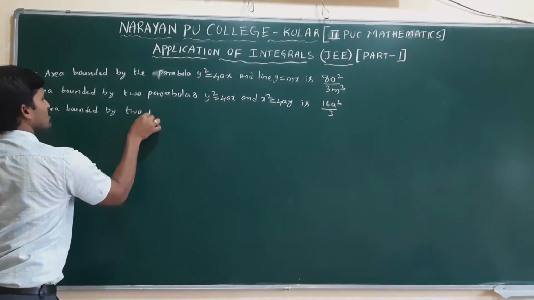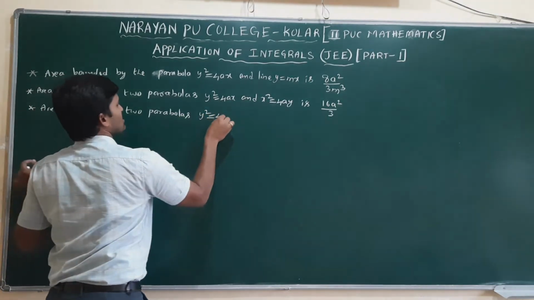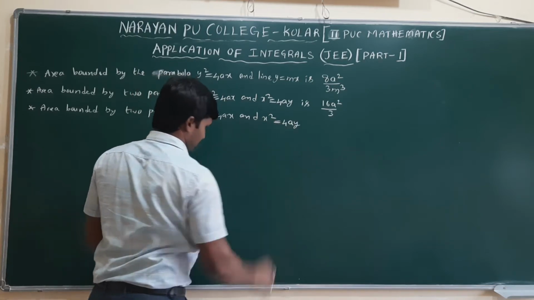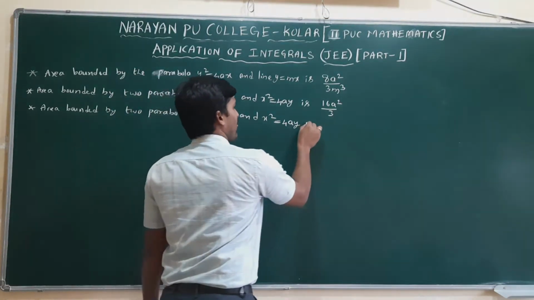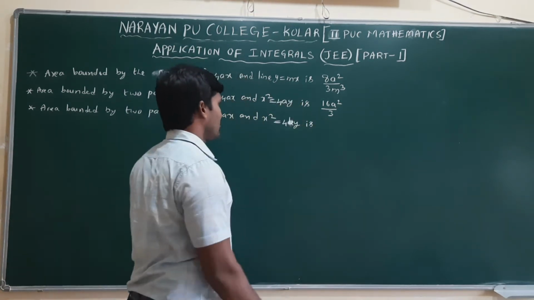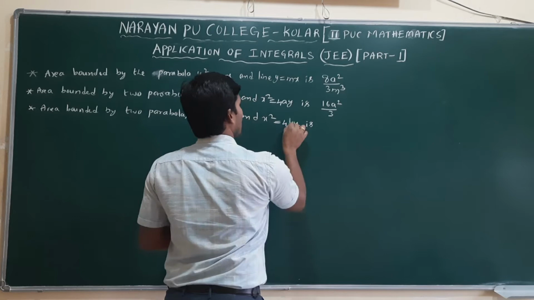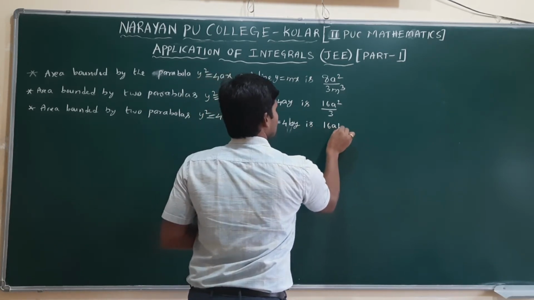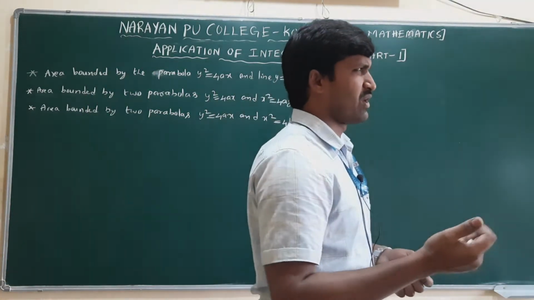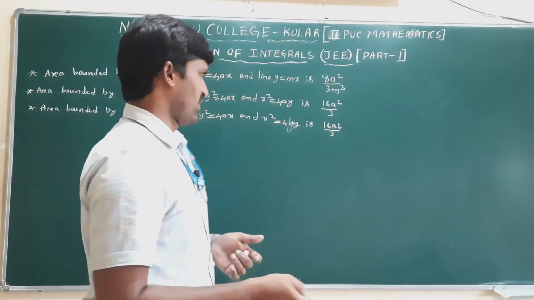two parabolas y square equal to 4ax and x square equal to 4ay, if you take a different symbol b, 4b y, then the area becomes 16ab by 3. So we have a few formulas already: area of circle pi r square, area of ellipse pi into a into b. Those formulas we already know.